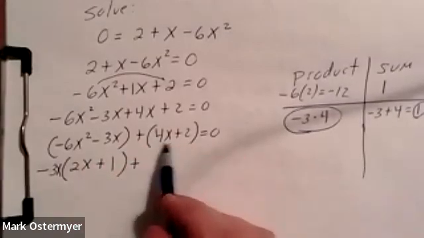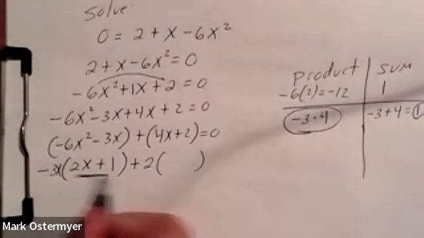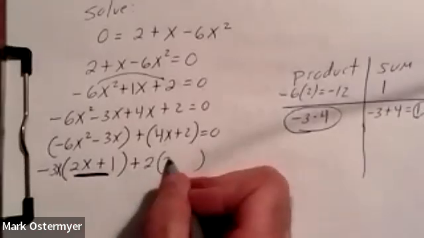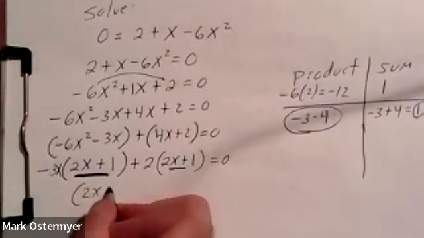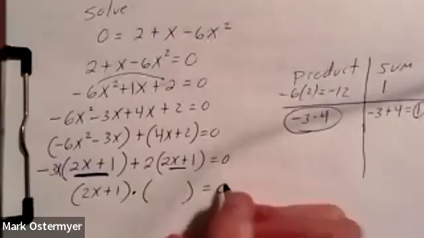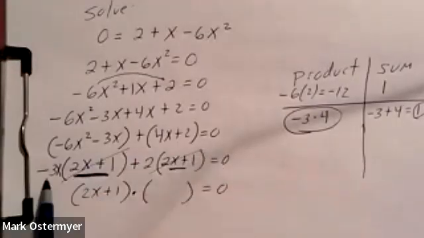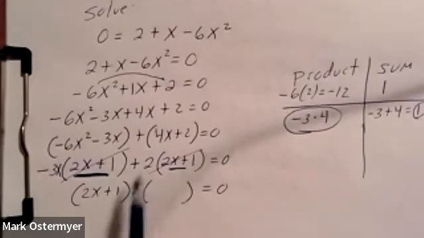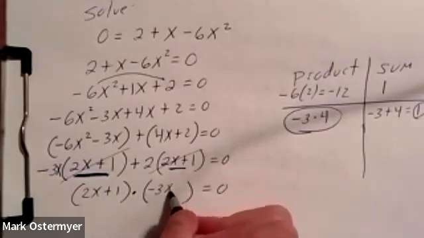What can I factor out of the last two terms? 2. And I better leave behind what binomial? 2x plus 1. Do I? Yep. Now we can factor that common binomial factor 2x plus 1 out. What do I leave behind after doing that? Negative 3x plus 2.